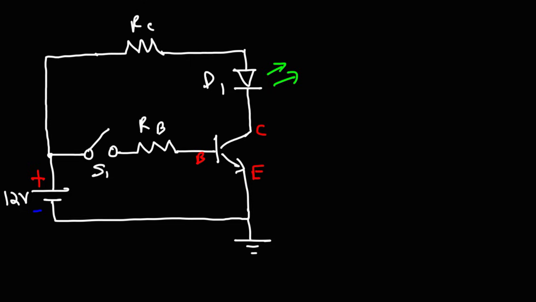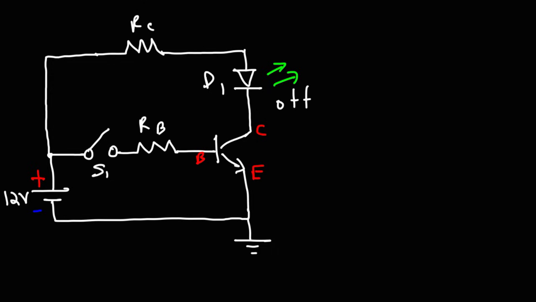Now, when the switch is open, there's no current flowing to the base. In order for the transistor to be active, VBE has to be 0.6 or greater. So right now, because there's no current flowing to the base, the transistor is off, which means that there's no current flowing from the collector to the emitter of the transistor, which means that D1, the light emitting diode, is also off.